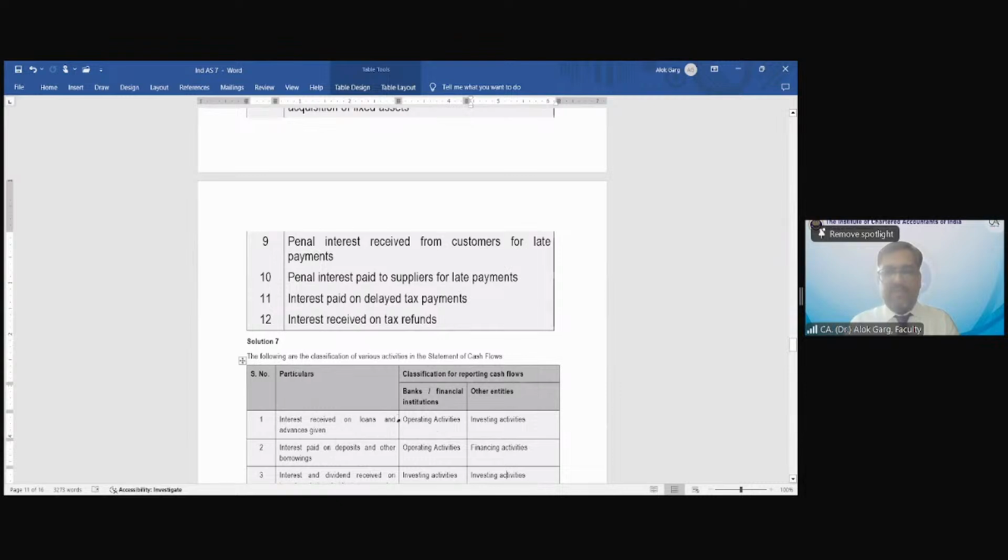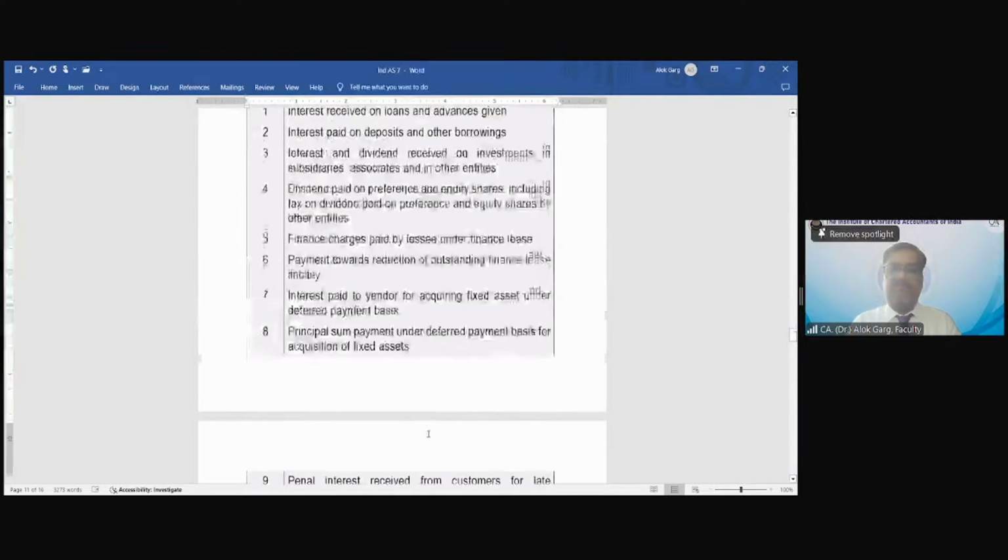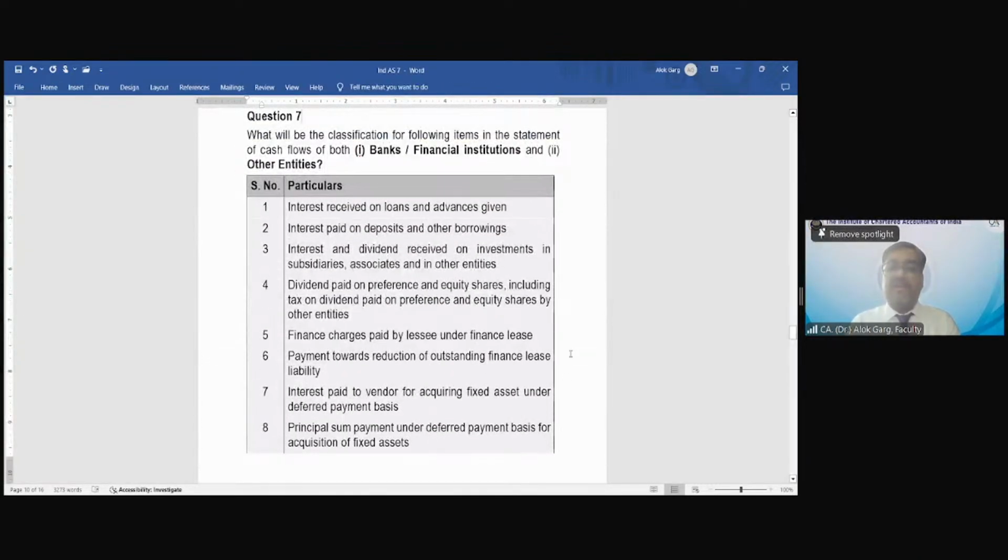Yes, operating activity in the first case for the bank and investing activity for other entities. In the second case, operating activity for the bank and financing activity for the other entity. Third one: interest and dividend received on investment in subsidiaries, associates and other entities. Investing activity for both, since it is an investment in subsidiaries.